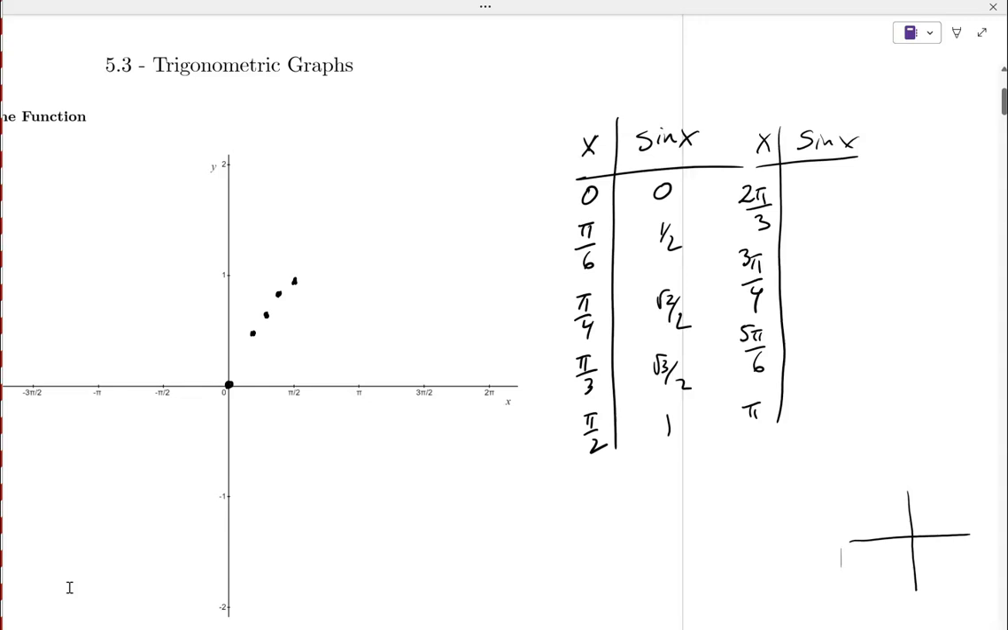Okay. In any event, let's see if we can figure out these values. Well, 2 pi over 3, 3 pi over 4, 5 pi over 6 are all over here in quadrant 2. Is the sign positive or negative over in quadrant 2? Positive, right? So the values that we get out are going to be positive. Looking at these three, what are the reference angles here? What's the reference angle for that one? Pi over 3, pi over 4, pi over 6, right?